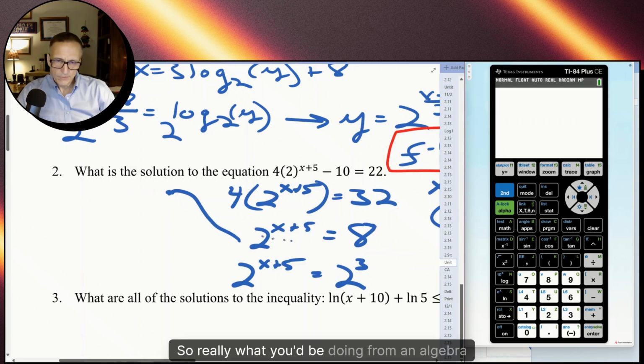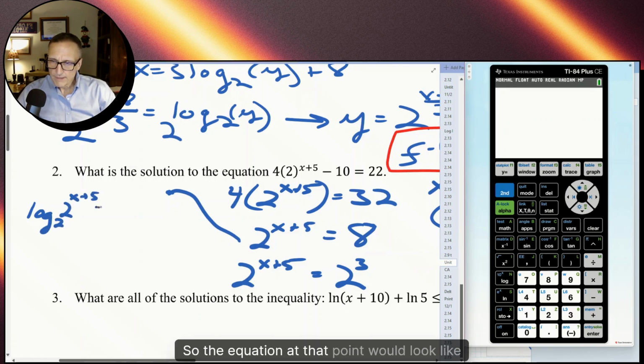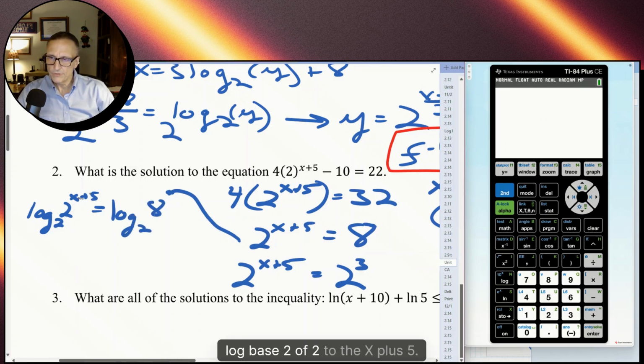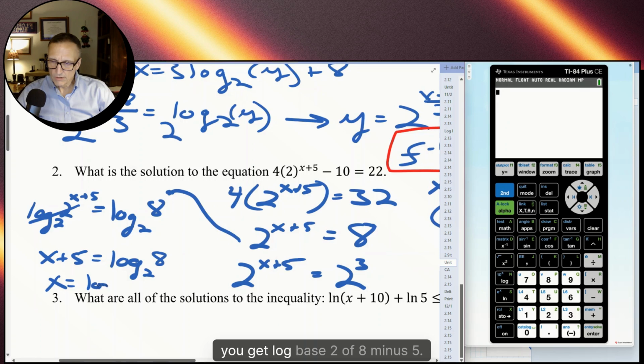So really what you'd be doing from an algebra standpoint here is taking log base 2 on both sides. So the equation at that point would look like this. You'd have log base 2 of 8 on the right, log base 2 of 2 to the x plus 5. But those are inverse operations, and it leaves you x plus 5 equals log base 2 of 8. And then you subtract 5 on both sides, you get log base 2 of 8 minus 5.